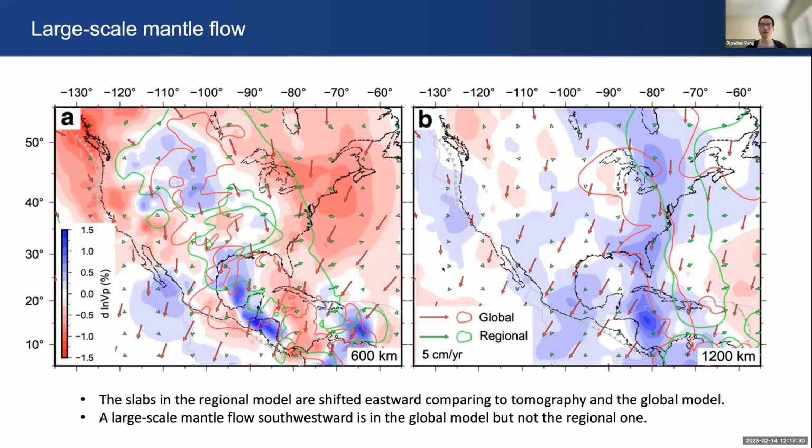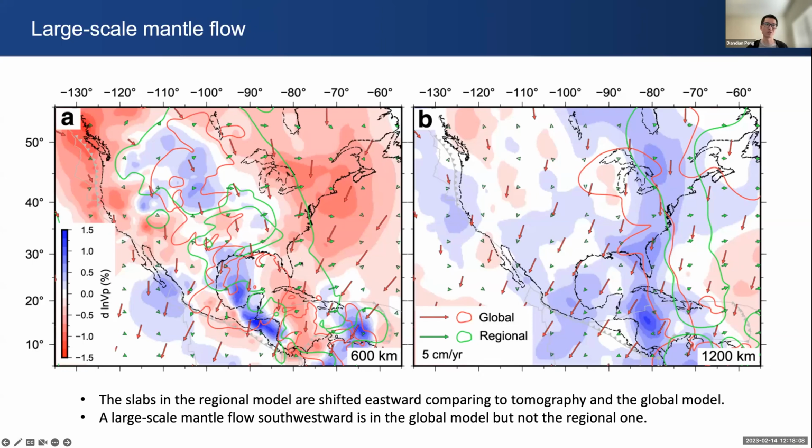One other important difference between the global and the regional models is that the horizontal mantle flow varies a lot. In the global model, at both depths, the mantle flow velocity is southwestward, and the magnitude is about 3 to 4 centimeters per year. For the lower mantle, this is a very large velocity. But in the regional model, the velocity is very small. The largest may only be about 1 centimeter per year.